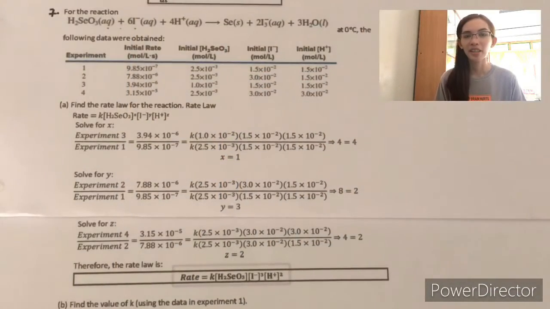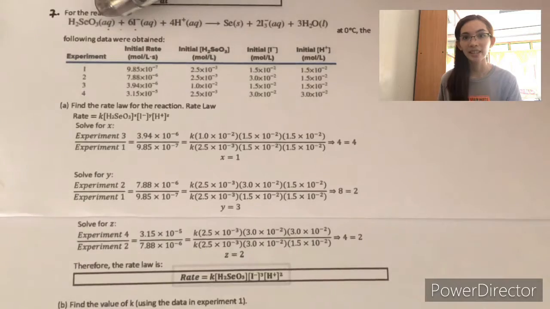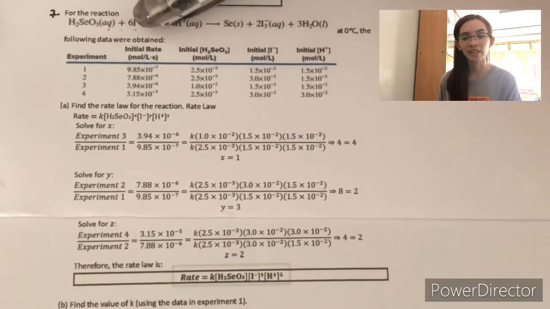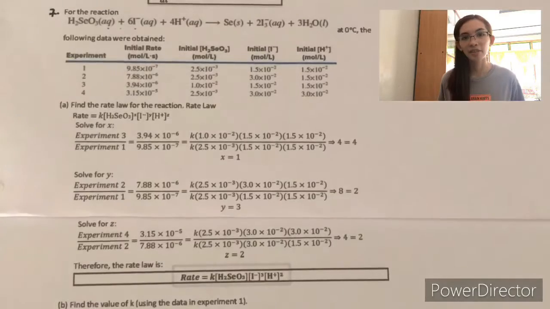Number 7. For letter A, we have to find the rate law for the reaction, which we can get from the reactants of the chemical equation. Based on the chemical equation given, the reactants are the selenious acid, the iodide, and the hydrogen. But notice that they do not have their corresponding exponents, so we have to solve for x, y, and z to get the rate.